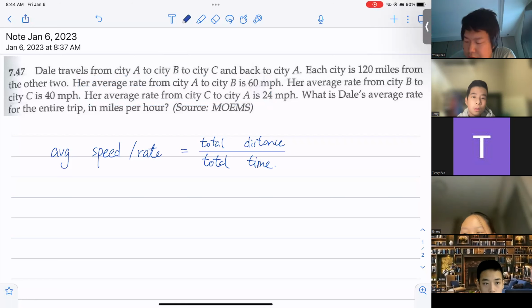Notice that the average rate is not just the average of all the average rates here. You cannot do 60 plus 40 plus 24 and then divide by 3, because you have to find the total distance divided by the total time. Does that make sense? Total distance divided by total time is the average speed. It's not just the average of the averages. So how do you find the total distance here?